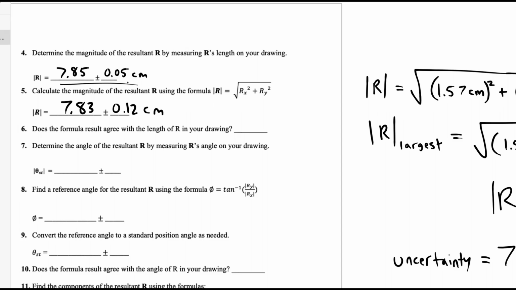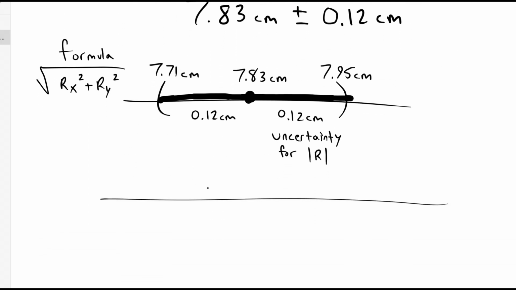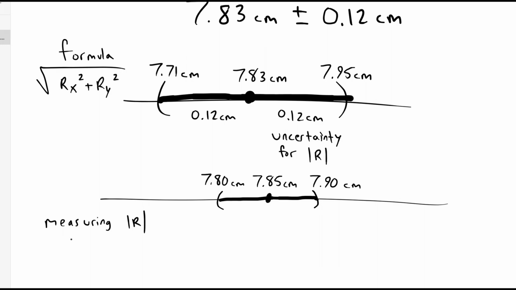Now with the other approach of just measuring, I said it was 7.85 plus or minus 0.05. So that's a little bit more narrow interval. 7.85 could be here, and here is 7.90 and 7.80. So clearly these intervals are in agreement with each other.